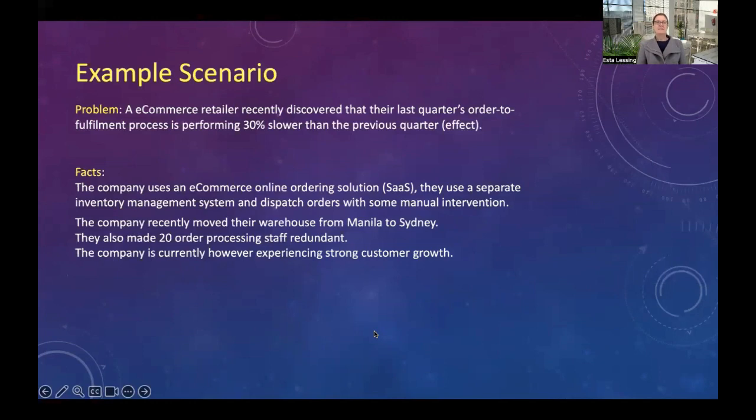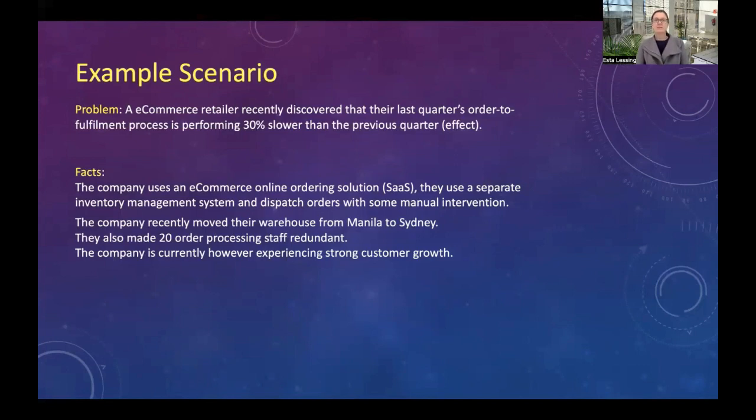So let's imagine we've got a problem. We're an e-commerce retailer who recently discovered that their last quarter's order to fulfillment process is performing 30% slower than the previous quarter. So that is our problem, that we are performing at 30% slower than the previous quarter, which could have all kinds of repercussions.